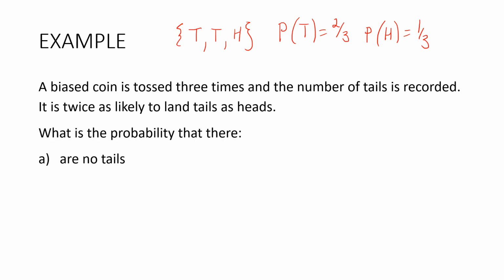What is the probability that there are no tails? So that means we're going to throw heads, then heads, then heads. So that is 1/3 times 1/3 times 1/3, or 1/3 cubed.